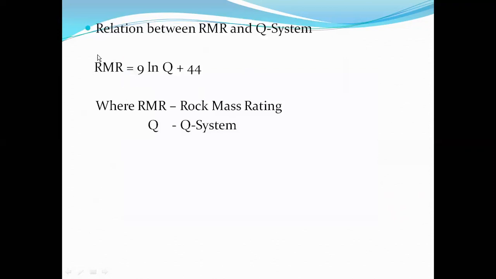Next, this is another important formula that you might come across in the entrance examination. What is the relation between RMR and Q system? RMR is equal to 9 ln Q plus 44, where ln is the natural logarithm, log to the base e. It's not log to the base 10, that is wrong. Here RMR is rock mass rating and Q is the Q system value.